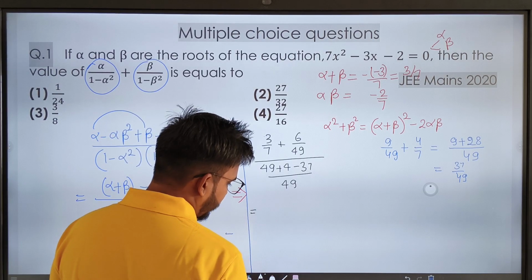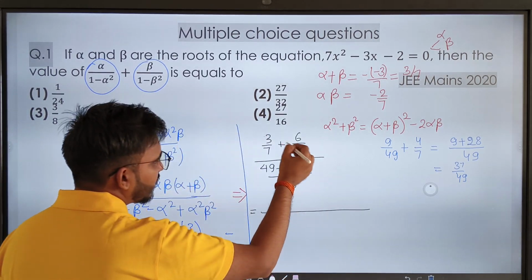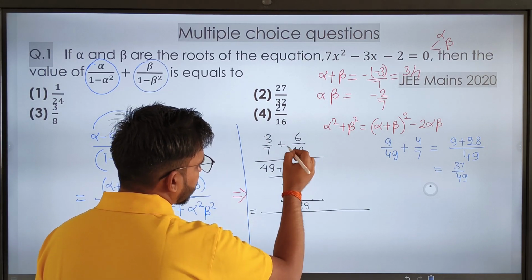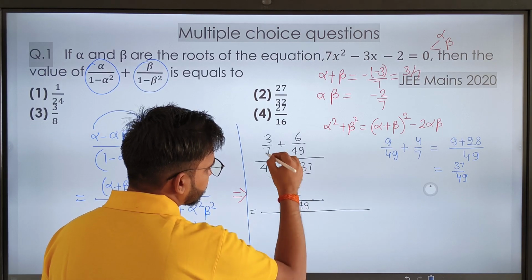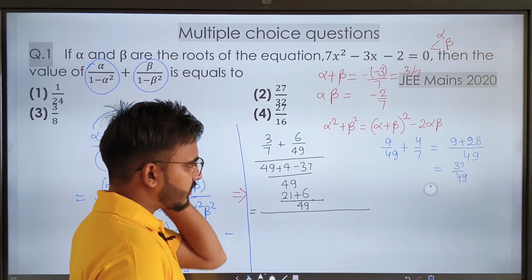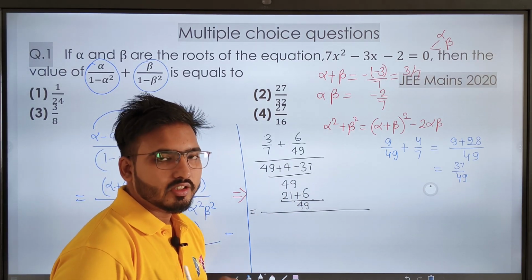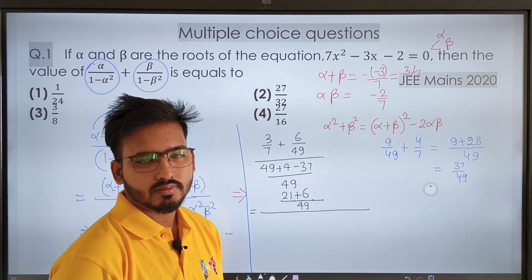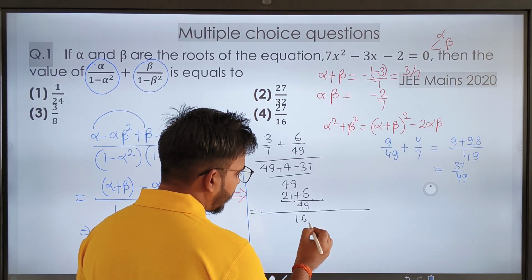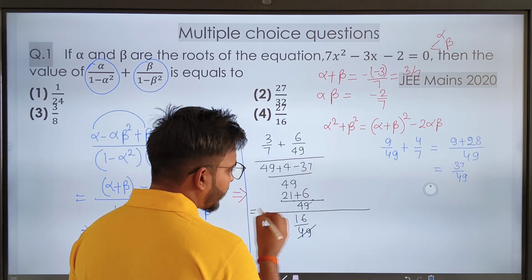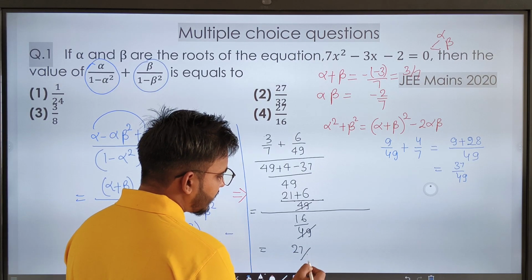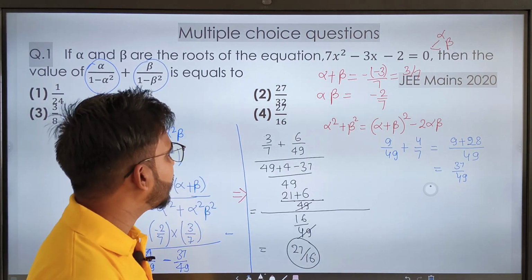So let's solve. Again if I take LCM of the numerator, it is going to be 49, and 7 3s are 21 plus 6, divided by again 49. First I would subtract 49 minus 37, that is going to be 12, and 12 plus 4, that is 16. So it is 16 upon 49. I think everyone is getting the answer. 49 would cancel and 21 plus 6 is 27 divided by 16. So 27 upon 16 is going to be our correct answer.